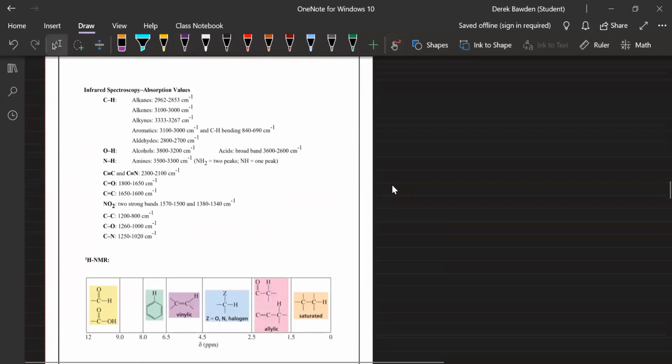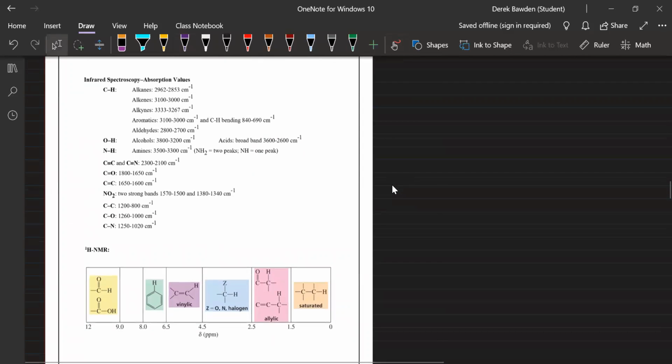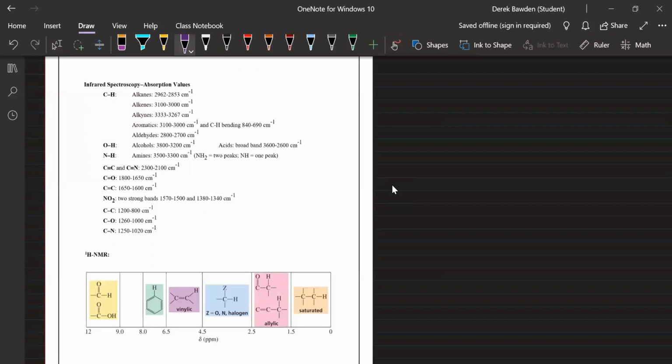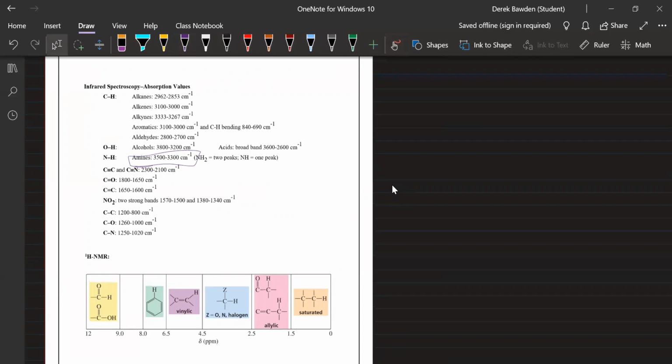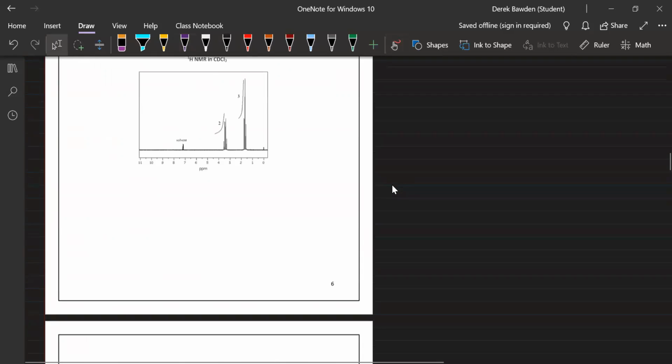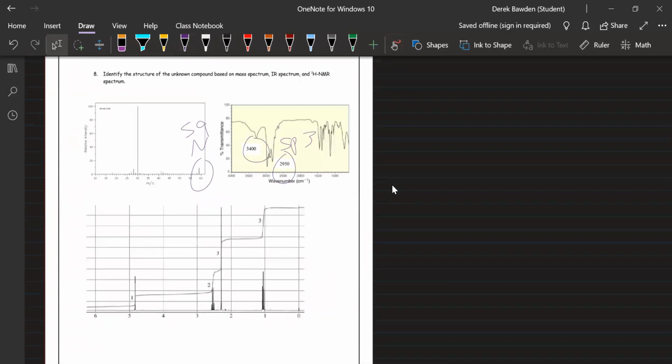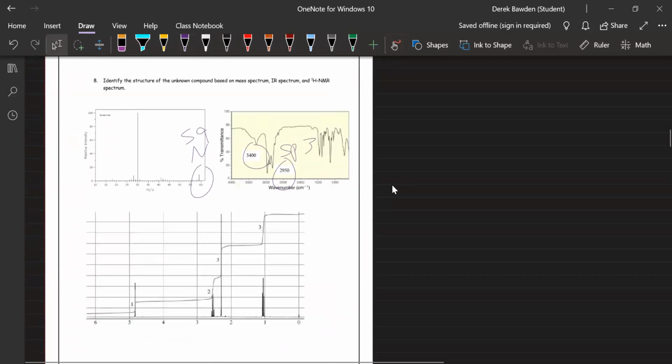Let's go check out our graph here, right? So HNMR, IR spec. We've got right here, between 3300 and 3500 is your amines. Perfect. Okay. And how many peaks is it? 1. 1 peak. So what does that tell us? Primary. Primary amine.